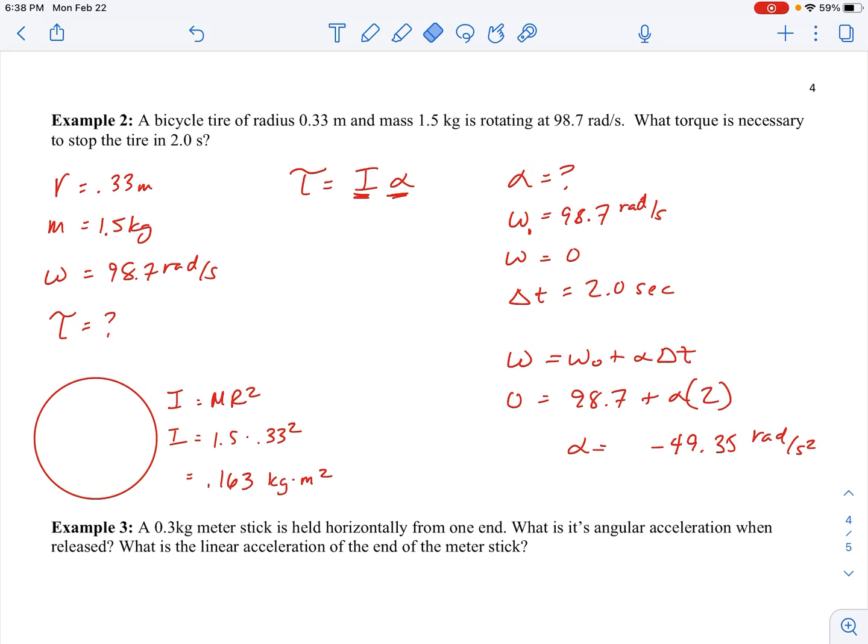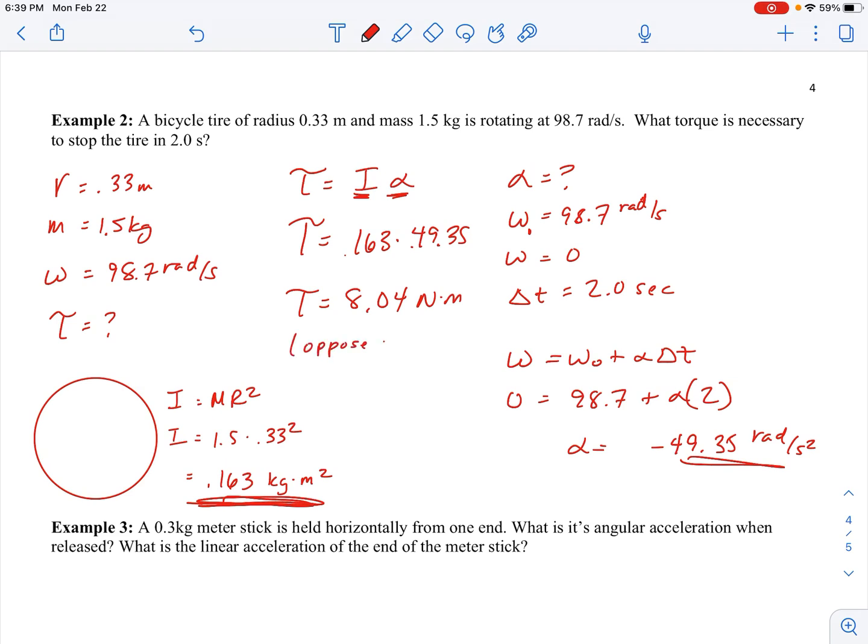And now I'm set. I've got my moment of inertia, I've got my angular acceleration, and I can plug them both in. 0.163 times 49.35. And I would need a torque of 8.04 Newton meters. And we don't know which direction the wheel is going. This torque is going to oppose the motion of the wheel.